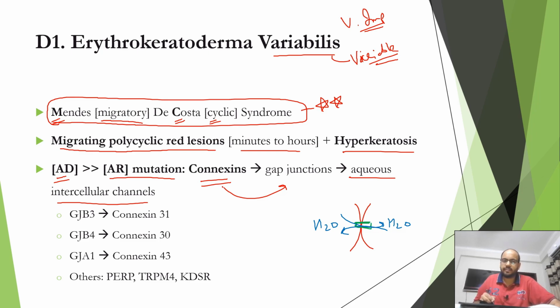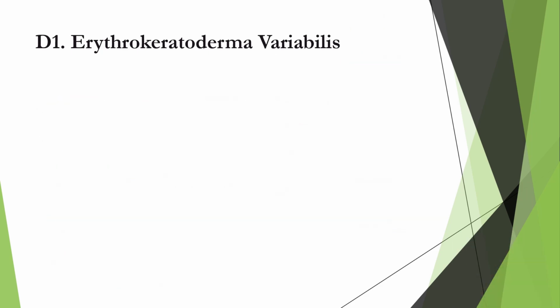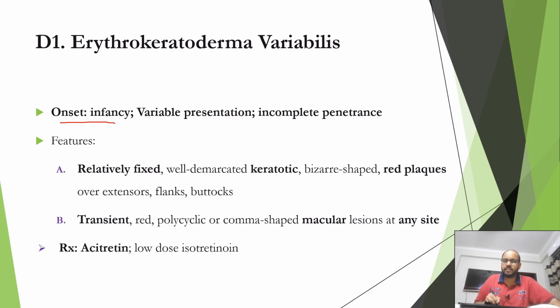The mutation lies in connexins. You can have mutation in GJB3, which is connexin 31, GJB4, connexin 30, GJA1, connexin 43. Other genes are PERP, TRPM4, KDSR. You need not remember them. Just remember the mutation lies in connexins. Connexins are aqueous channels, water conducting channels. The onset is in infancy and there is variable presentation because the name is variabilis. Incomplete penetrance means even with the same mutation, you may not have 100% of clinical features. You will have some clinical features.